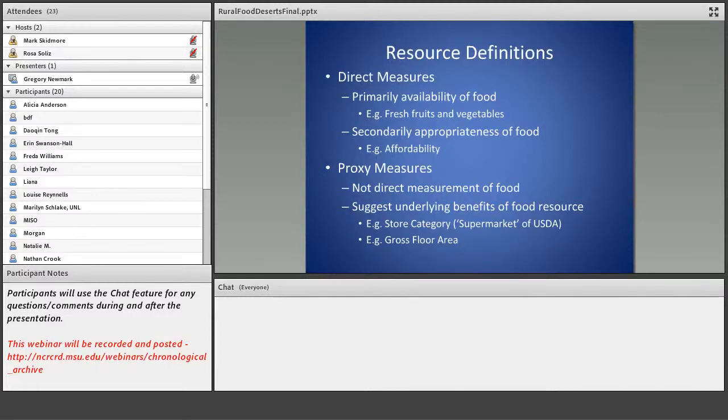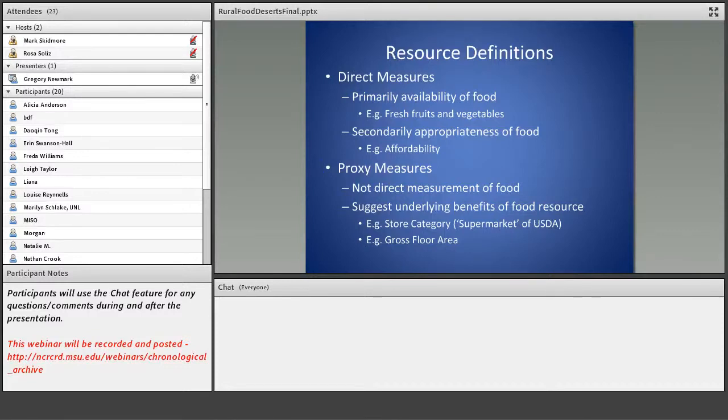So we noticed, and this is summarizing lots of literature, of course, that there are 2 main approaches to identifying what is an acceptable food resource. One is a direct measure of that resource. So, for example, is food available? Are there fruits and vegetables at a specific venue? There were also many secondary levels of appropriateness of that food. Is it affordable? Is it culturally matching the community that needs access to it? Those kinds of things. We also noticed there were a set of proxy measures that are not really measurements of food, but are proxies for the underlying benefits of the food resource.